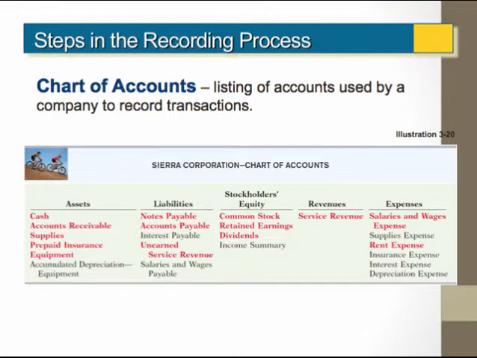So every company is going to have what we call a chart of accounts, a listing of the accounts that the company uses to classify and sort information and transactions.